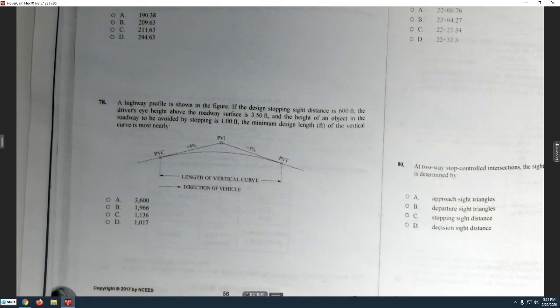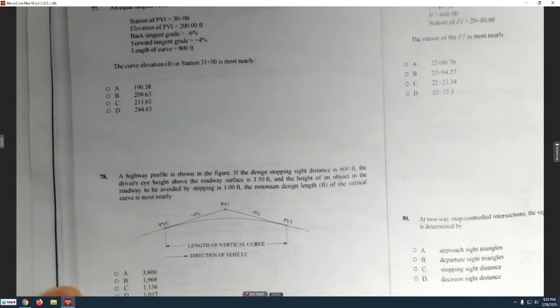So there cannot be blockage here, or there cannot be blockage here, right? Otherwise, you cannot proceed. So this is called departure sight triangles. Okay, so departure sight triangles.